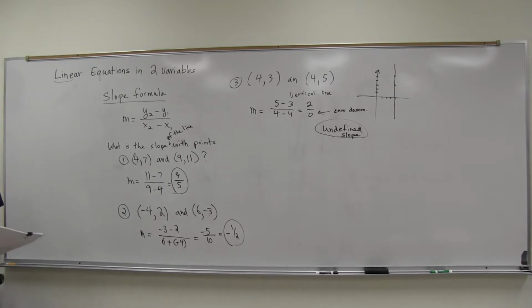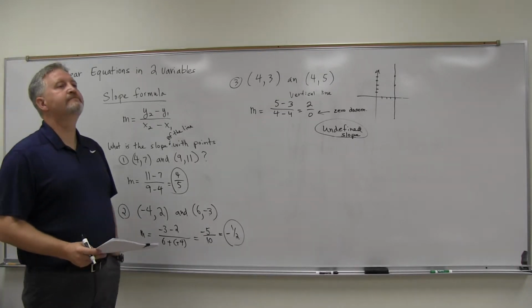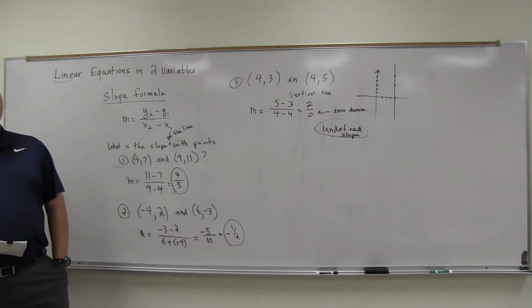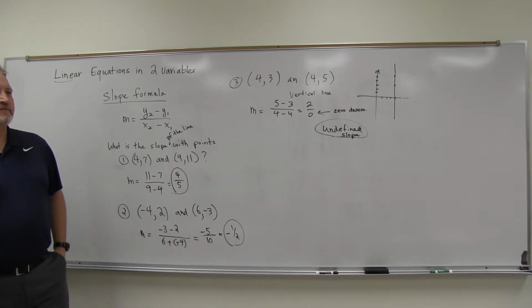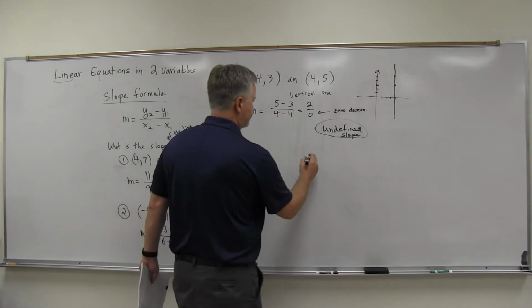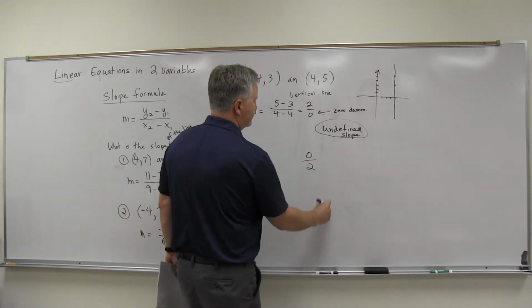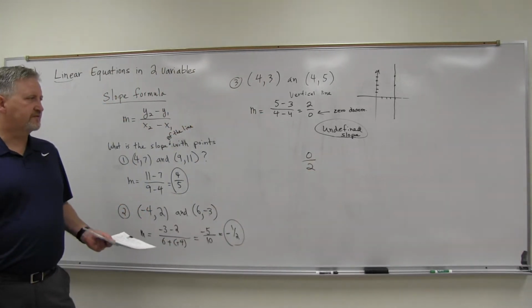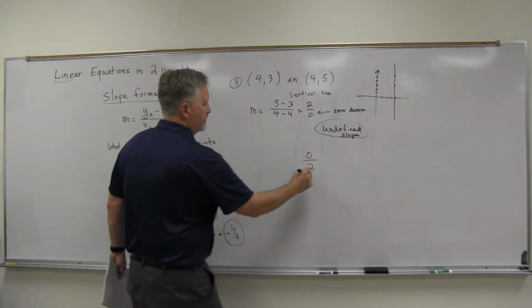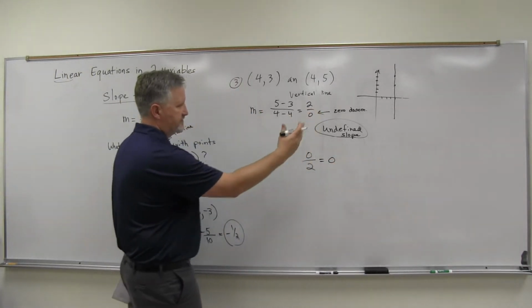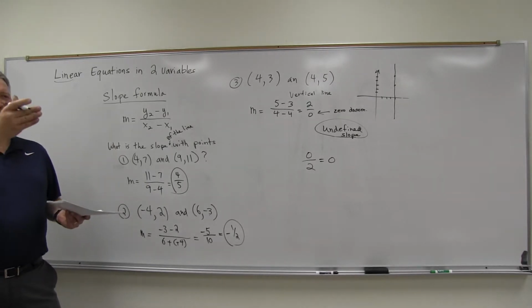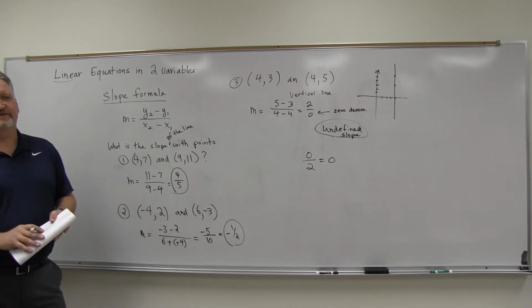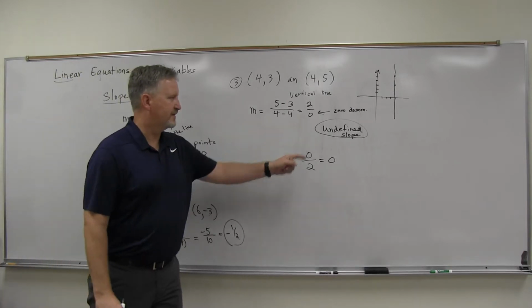Well, I do have a question. If that was on a homework or a test, would you accept the 2 over 0, or would you want the undefined slope as the answer? For full credit, you need to say it's undefined. Yes, because 0 over 2 is 0, but 2 over 0 is undefined. So to be sure, I know that you know that that's undefined, but be sure to put it as undefined.